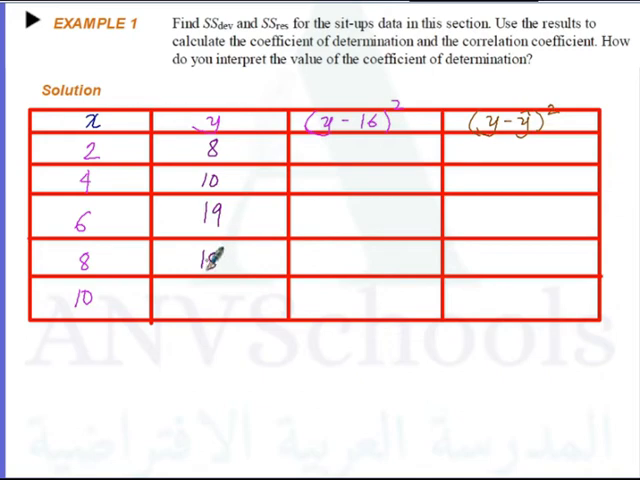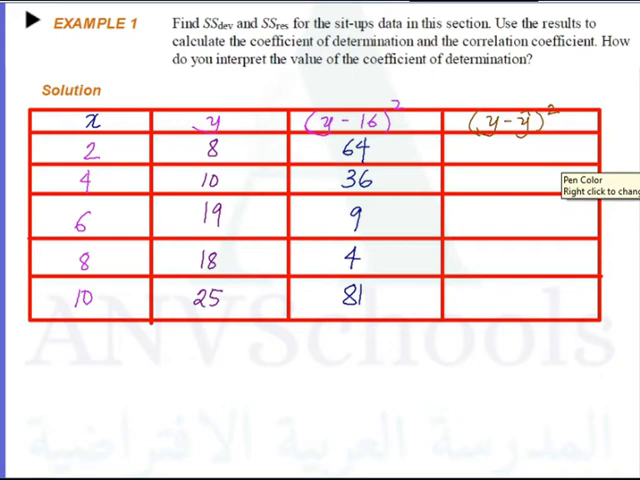19, 18, and 25. Y minus 16 squared, so our y is 8 minus 16, that's negative 8 squared, that would be 64. 10 minus 16, that's negative 6, square is 36. 19 minus 16 is 3, square is 9. 18 minus 16, that's 2, square is 4. 25 minus 16, that's 9, square is 81.